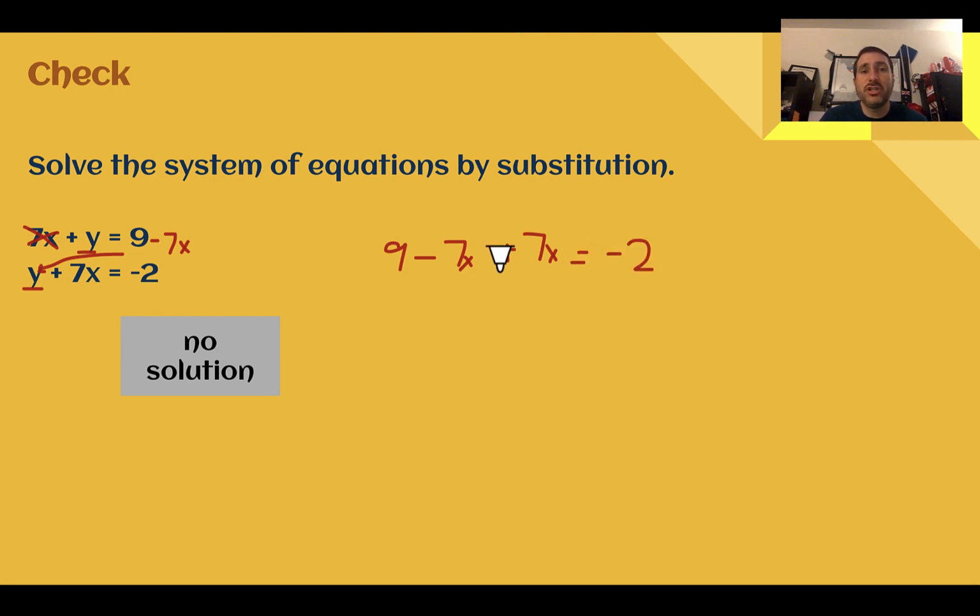Why does this have no solution? Well, negative 7x and positive 7x make 0. I end up with 9 equals negative 2. So since my variables canceled out and it's not true, there is no solution. And if you wanted to check by graphing or using a graphing calculator such as Desmos, we could see that these are parallel.